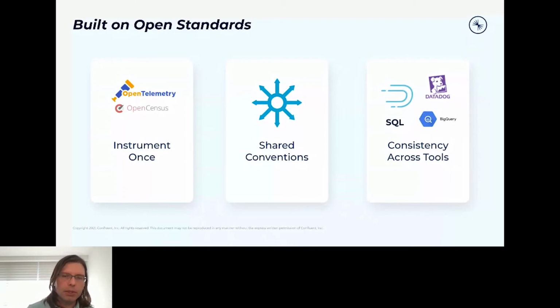And lastly, because we're only collecting this data once, we instrument the services once, and then can funnel it into all these different tools. It means that we have consistency across the tools, whether it's putting the data into Druid or BigQuery or some other monitoring system. They all rely on exactly the same data, so they're consistent with each other.